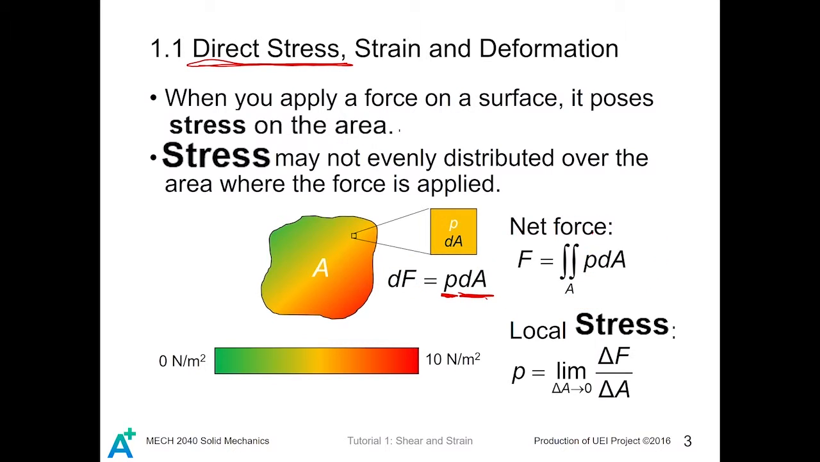And the local stress for the non-evenly distributed stress, like this. So you can see the stress is not evenly distributed. Then you can only say, okay, the stress here is what? The stress there is what? Or you may want to say, okay, the average stress is what?